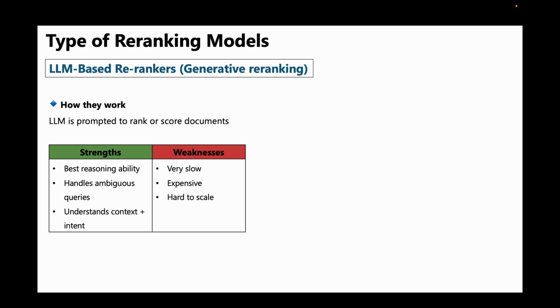The third approach uses large language models for re-ranking. Instead of relying purely on similarity scores, large language models read the query and document and reason about their relevance. This makes them the most flexible and powerful approach, especially for complex queries. However, it is also the most computationally expensive approach. As a result, large language model based re-ranking is typically applied to a very small set of top candidates, often the top 5 to 10 results.